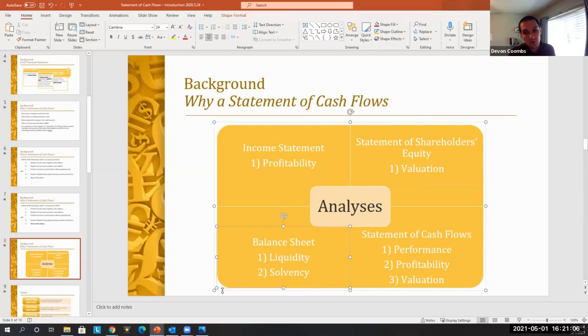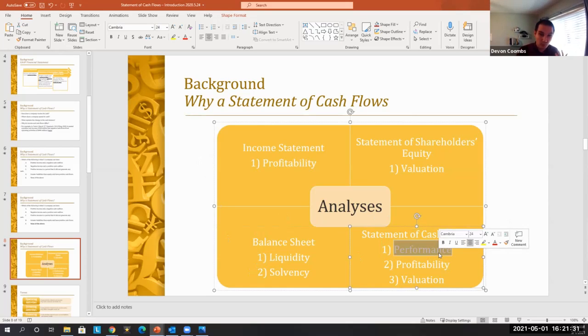Balance sheet, we're really looking for liquidity and solvency. Remember, liquidity is the ability to meet short-term obligations, and solvency is the ability to meet long-term obligations. So my question is, can the company meet these obligations in the short term or long term in order to stay financially viable? And do they have a good capital allocation mix? But the statement of cash flows gives us a little bit of everything.